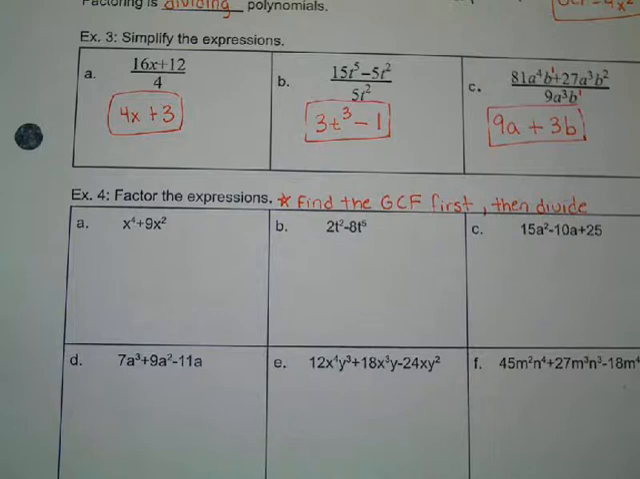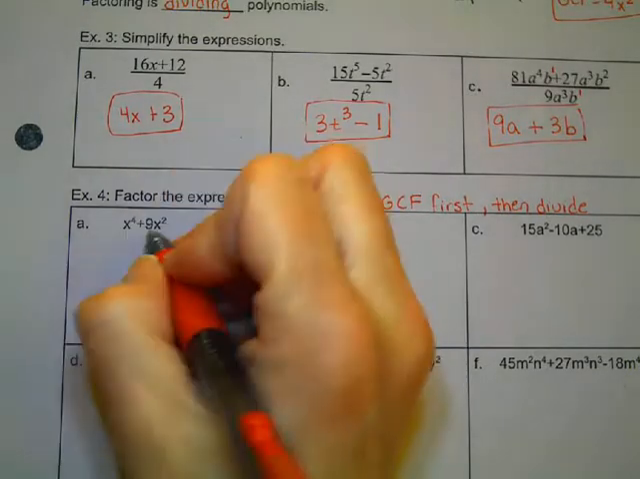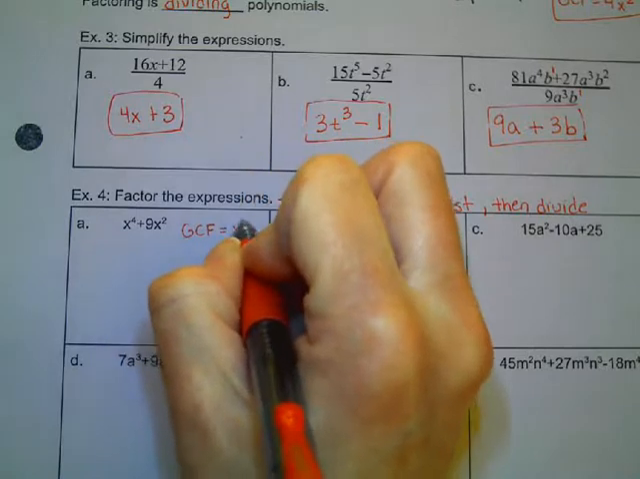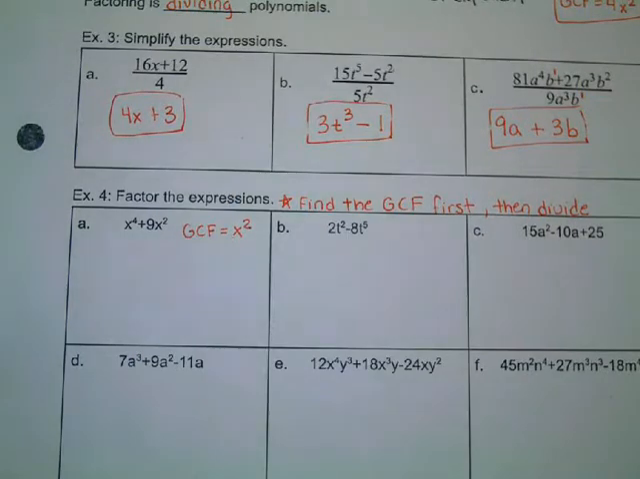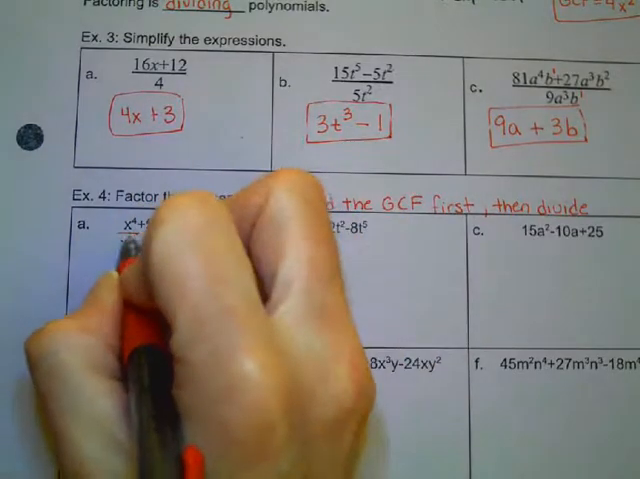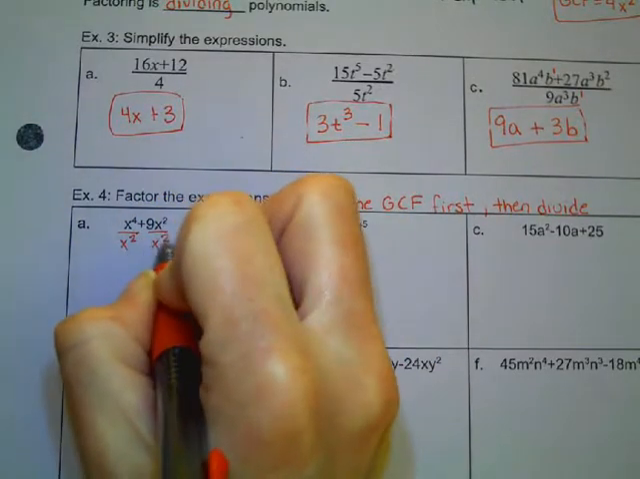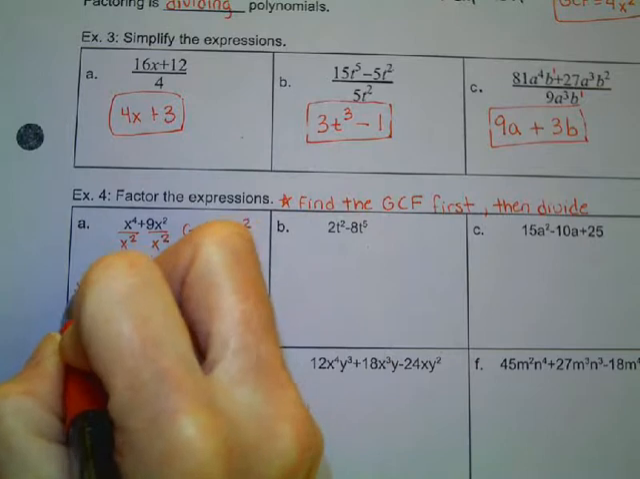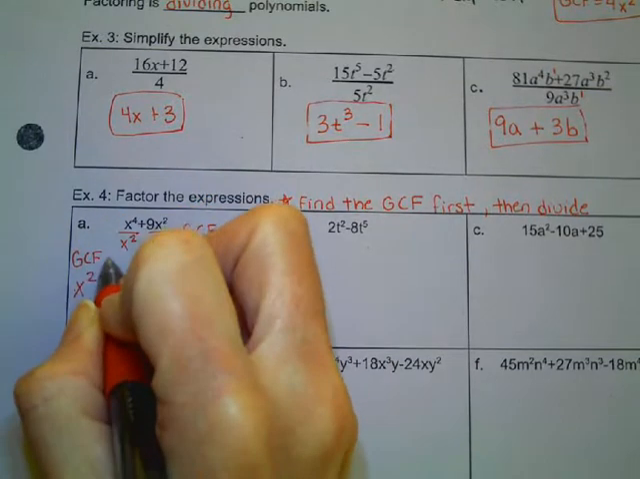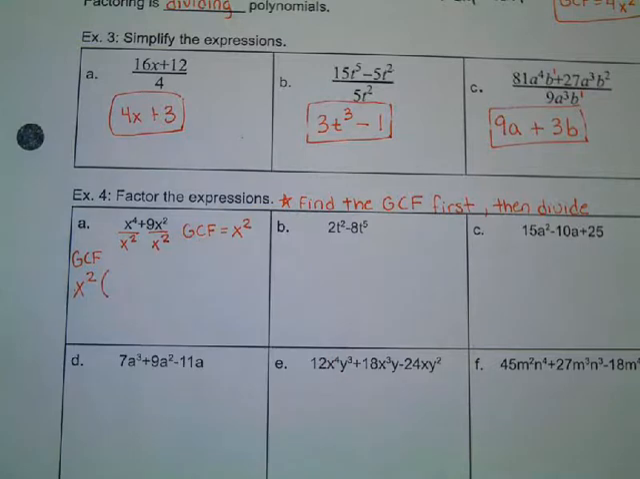this one, they don't both have numbers, but they do both have the letter x. So we want to take out the smallest exponent. So we'll say the GCF for this one is x to the second. That's the smallest exponent. So what you're doing is, like we did above, we're going to divide this one by x to the second, and we're going to divide that one by x to the second. So the GCF goes out front. And then you put a parenthesis. And in the parentheses is what you have left after you divide.